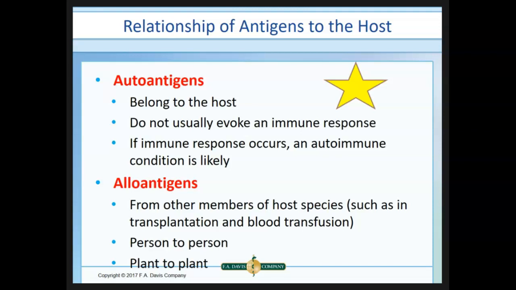Alloantigens are antigens from other members of the host species. For example, that's what we work with in the blood bank, because if you donate blood to another human, the recipient has the potential to develop an alloantibody. So to go with every antigen, there's an antibody to go with it. So if I donated blood to you, that would be an alloantigen from person to person, or from plant to plant within the same species.